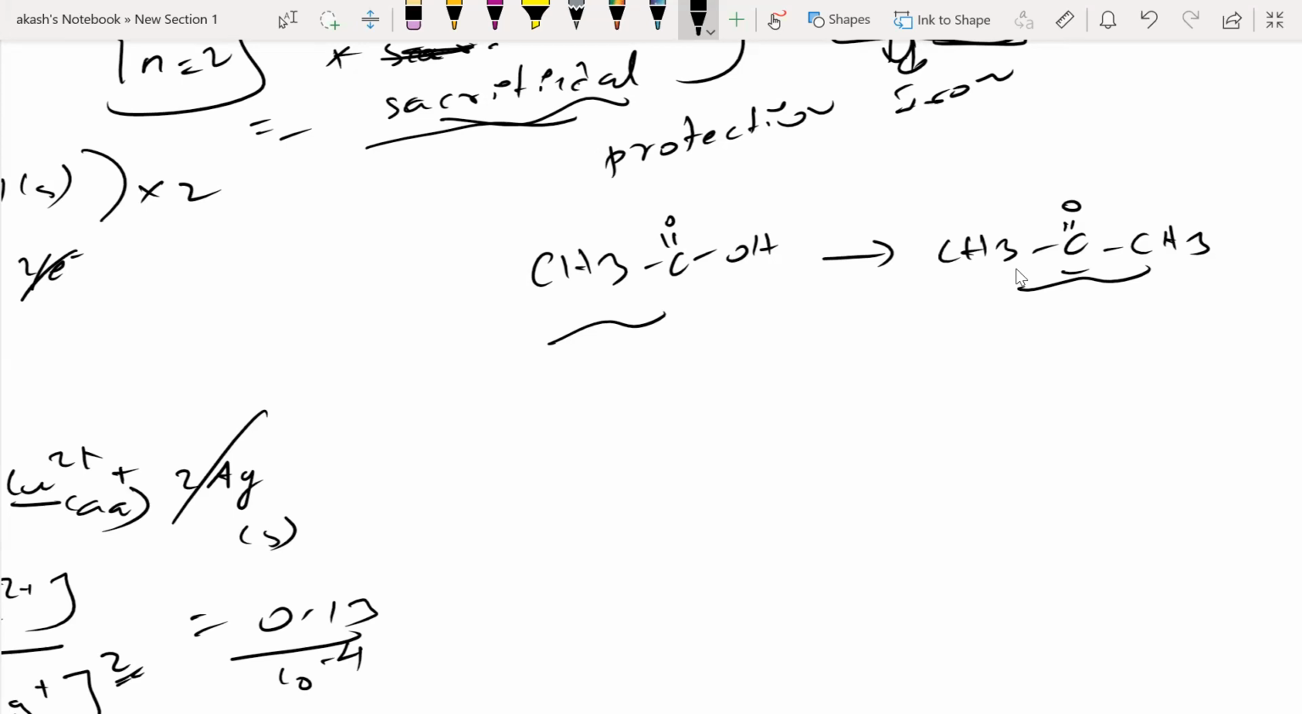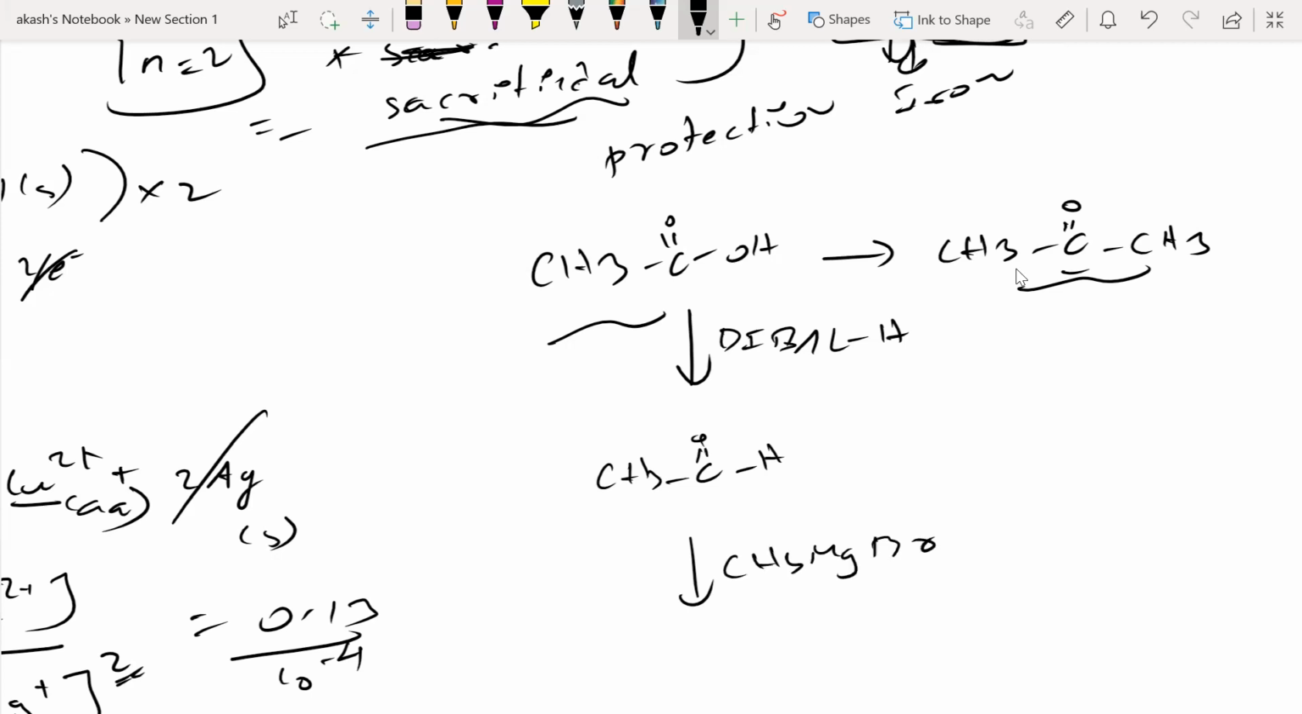What I can think of is, if I can go for a reduction, say with DIBAL-H, this will convert it into CH3CHO. CH3CHO is what I have. Then maybe I acquire one more carbon atom. The only way to increase the number of carbon atoms is by going for a Grignard reagent, so you can take CH3MgBr.